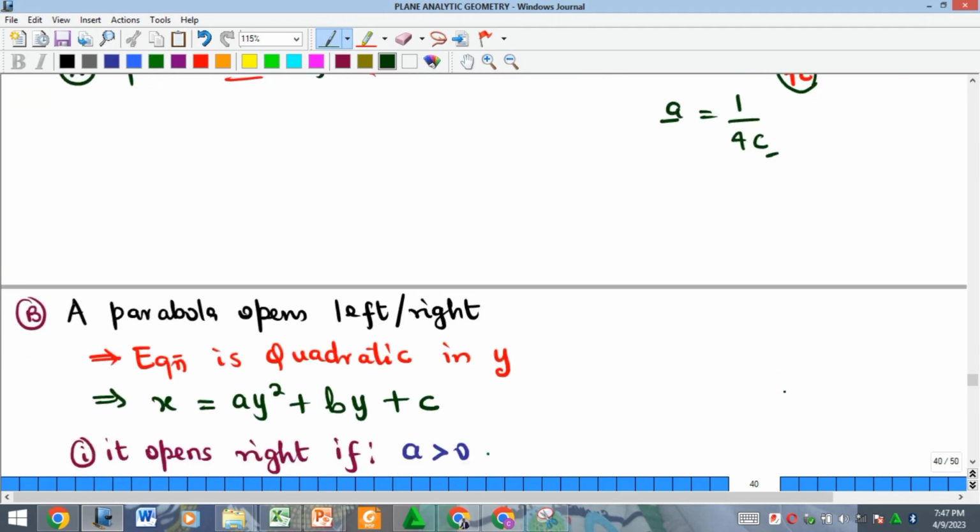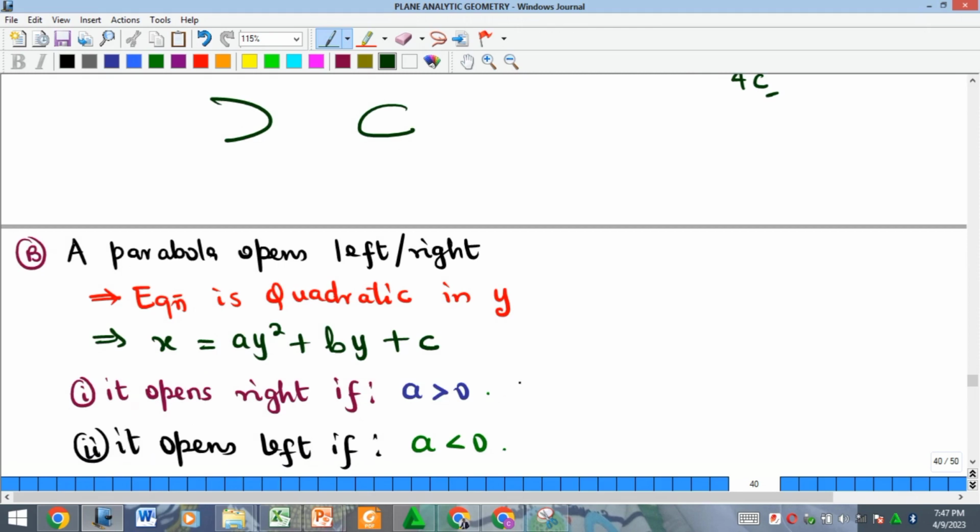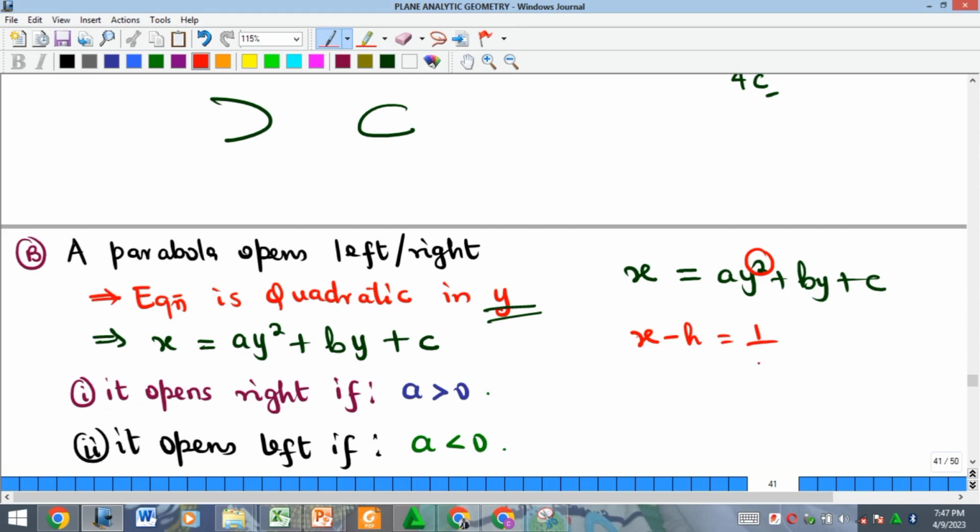So the other aspect is when it opens to the left and right. What's the condition that gives us that? We said for a parabola to open to the left or right, the general form of the parabolic equation must be quadratic in y. That is to say, your general form must be x equal to, which means the square must be on your y. Immediately that happens, the graph of the parabola must open either to the left or to the right. And the standard form is going to be of this nature: x minus h equal to a all over 4c into y minus k all squared.